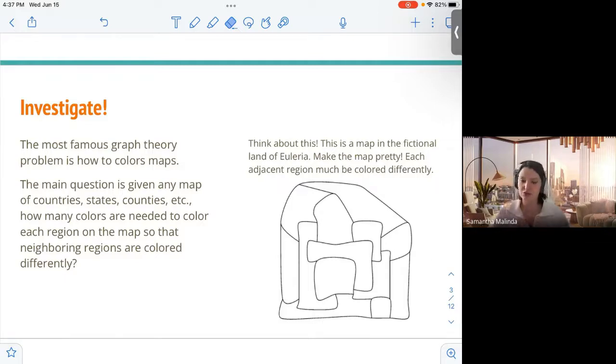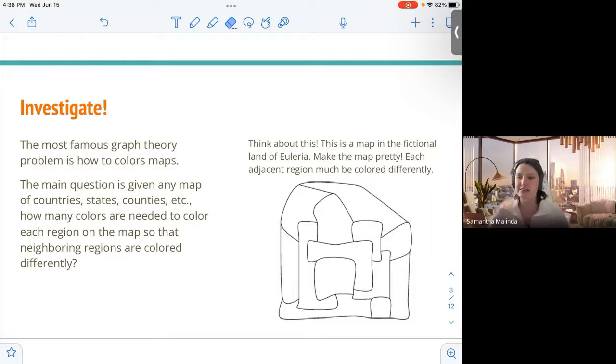So this question was brought on of like how many colors are needed to color each region on the map so that neighboring regions are colored differently, again, to avoid that confusion. Now, of course, you can color every single state with a different color, a different shade, but that doesn't really match really well. And it's easier to use a handful of colors rather than 50 different colors in the United States case.